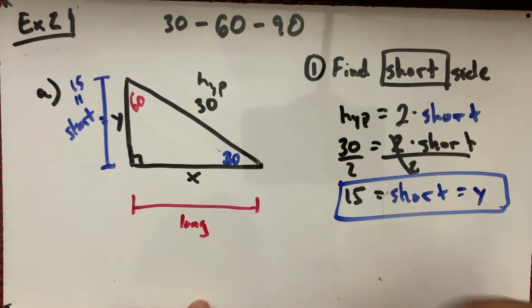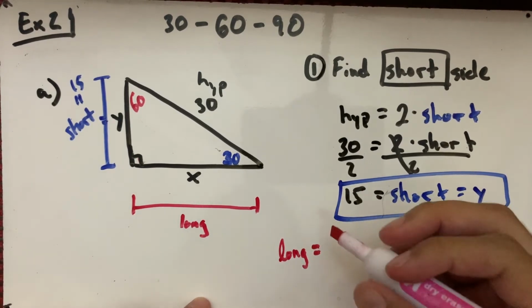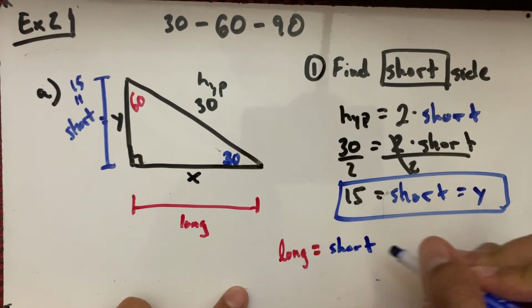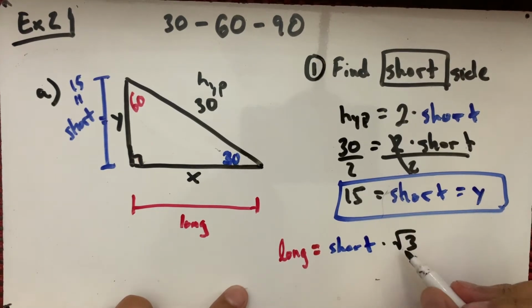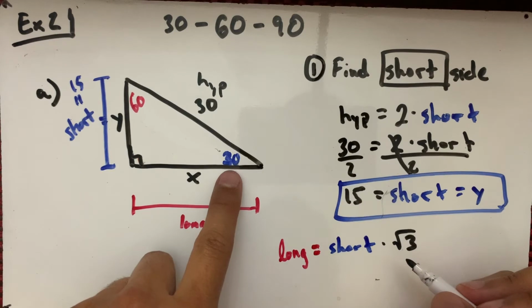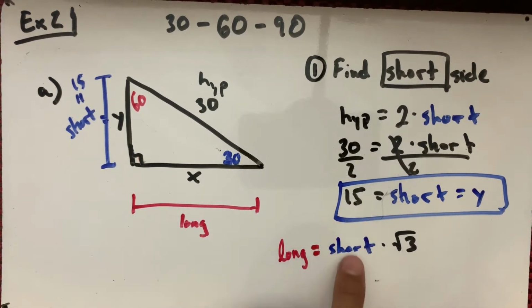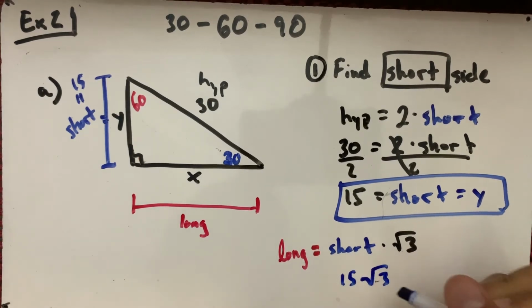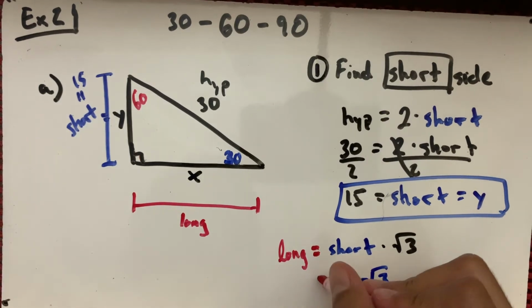So the long, and I'll use red or pink, whatever this color is, long equals the short side, so I'll use blue, short times the square root of 3. And remember, because this is the 30-degree side, this is the square root of 3. So it's going to be short. We just found out short is 15. So it's going to be 15 times the square root of 3. And you can get rid of that multiplication sign and just put them next to each other. Equals long.